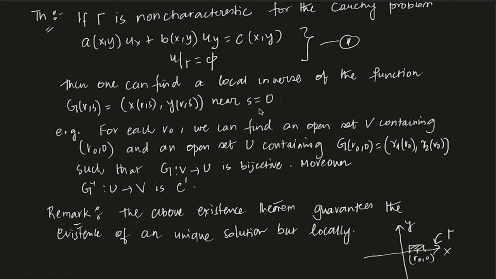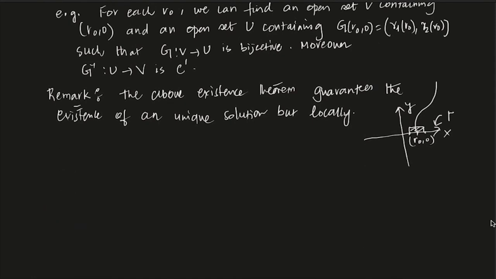You see, near s equals 0. Let's say we start from here and s goes like this. So it is saying in a small neighborhood you can get that. You cannot get it everywhere in the domain. So it's always local. Please remember, most of the existence theorems are always local. Right. So now we want to prove this thing.